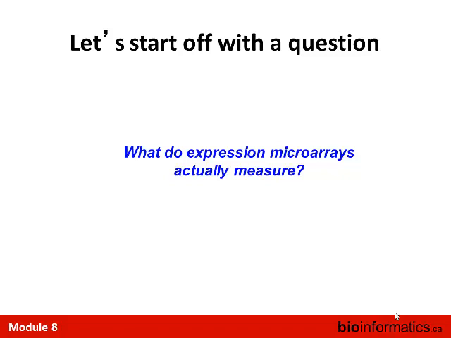Let me start off with a question for you. The most common type of microarrays are expression microarrays, DNA arrays used to measure something about RNA. So what do they actually measure? What about cDNA? So cDNAs that have been reverse transcribed from mRNA. By hybridization. Yeah. Anybody want to add anything?